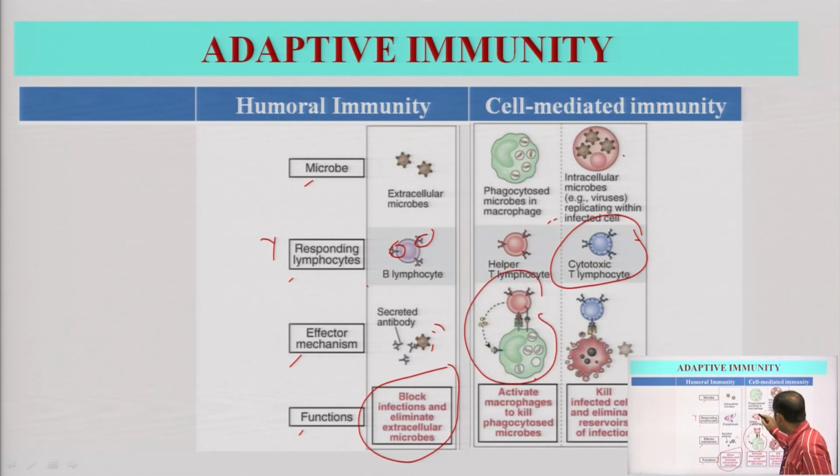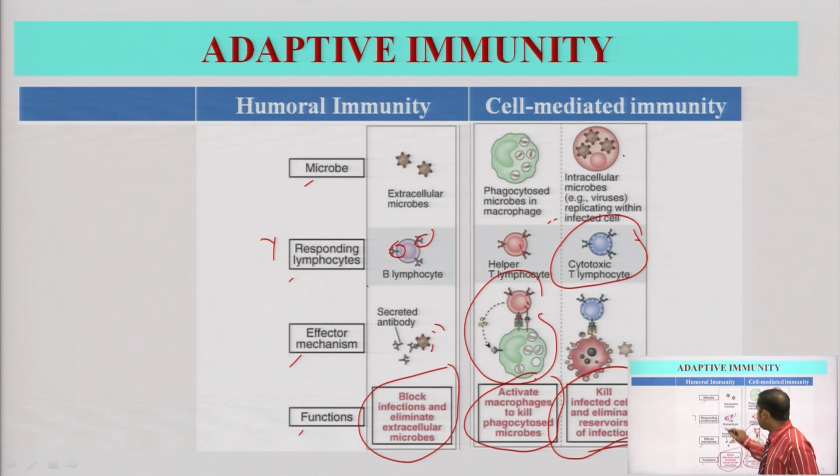You can see some binding is actually happening. Because of the binding, it will activate the macrophage to kill the phagocytosed microbes, and in this case kill infected cells and eliminate the reservoir system.